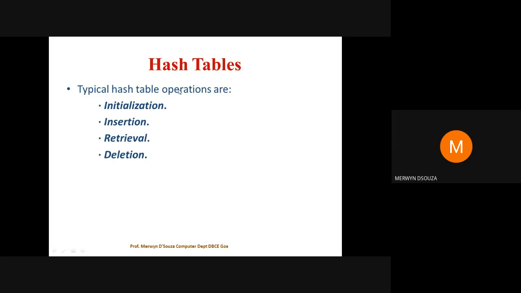So the typical hash table operations are, which I've already mentioned to you. You can initialize, you can set all the values equal to 0 or any other value that you may think that you need. And you can use the hash table for insertion, deletion, and for searching, that is retrieval of data.